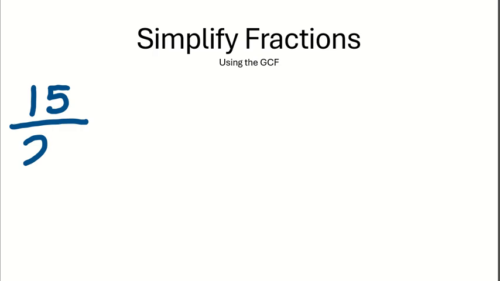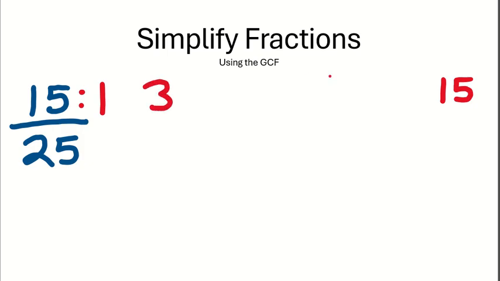15/25. Once again, I am simply going to list the factor pairs. 1 times 15 is 15. 2 won't go into 15 evenly, but 3 will. 3 times 5 is 15. And that's basically it. Now let's do the factor pairs of 25.